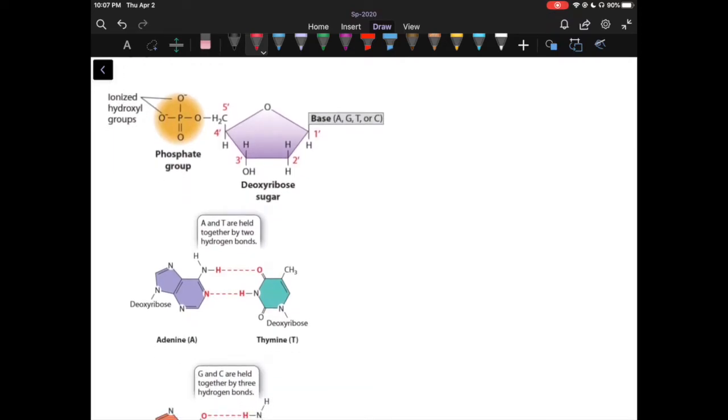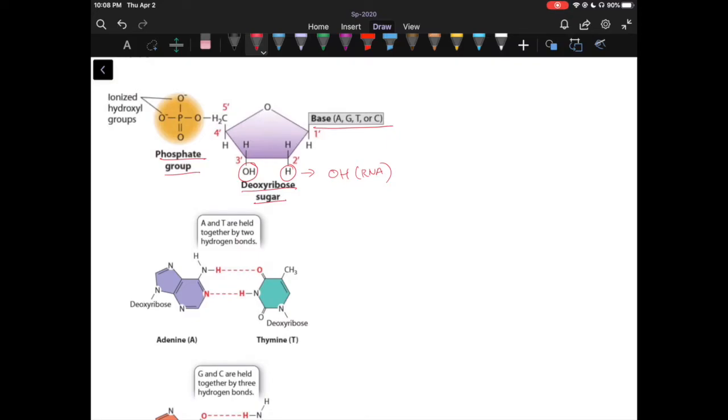Okay, so DNA is composed of subunits called nucleotides. These nucleotides are composed of a deoxyribose sugar, a phosphate group, and a nitrogenous base. For DNA, we have a hydroxyl group on the 3' carbon, but only a hydrogen on the 2' carbon. But for RNA, we would have an OH, a hydroxyl group, on the 2' carbon as well, and that would be the structure for RNA.